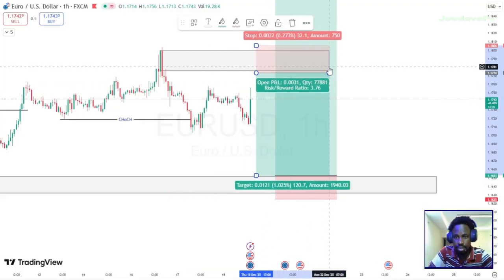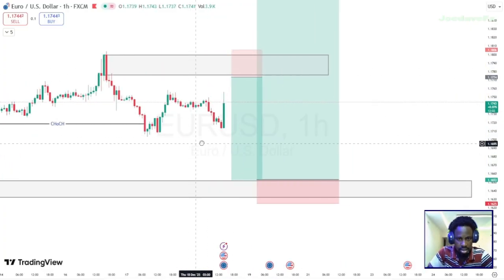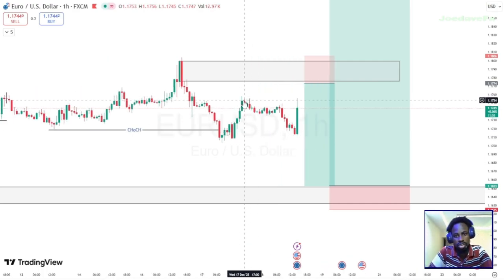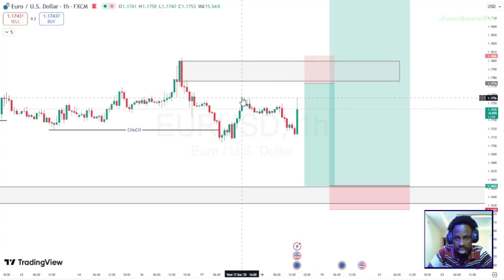Excuse me, guys. So before I look for taking a buy, I'm going to have a risk reward of 1 to 3.76. All right, and that's a very nice trade. Some of you will say that once price comes here again, it's a change of character, right?